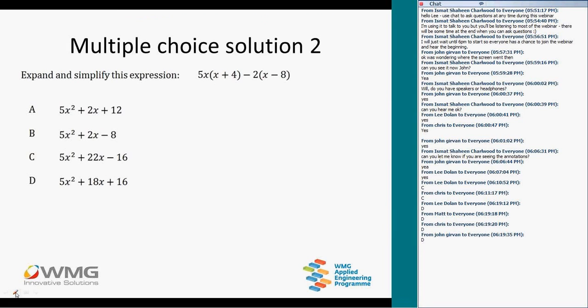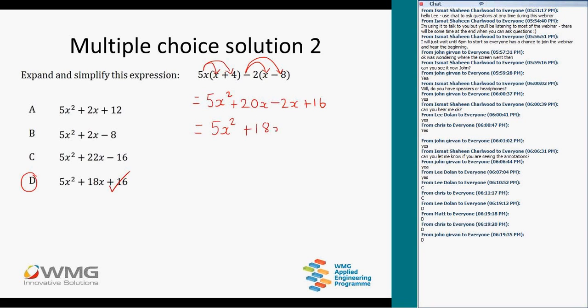So most people use the poll. Correct, the solution is D. I'll just use 5 times x is 5x squared, 5 times 4 is 20. Minus times x is minus 2x, and minus times minus 8 is plus 16. To get the plus 16, which you must have done if you've got C, that's a very, very common error. That's plus 18x when I collect together the x's, plus 16. Okay, well done.